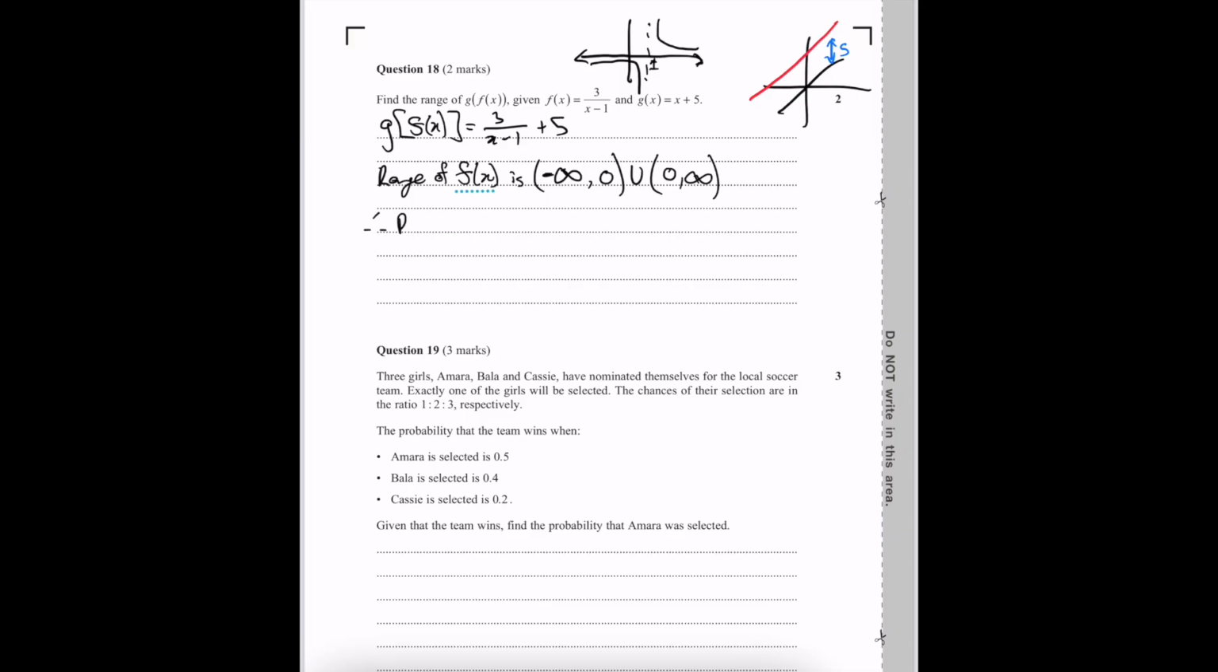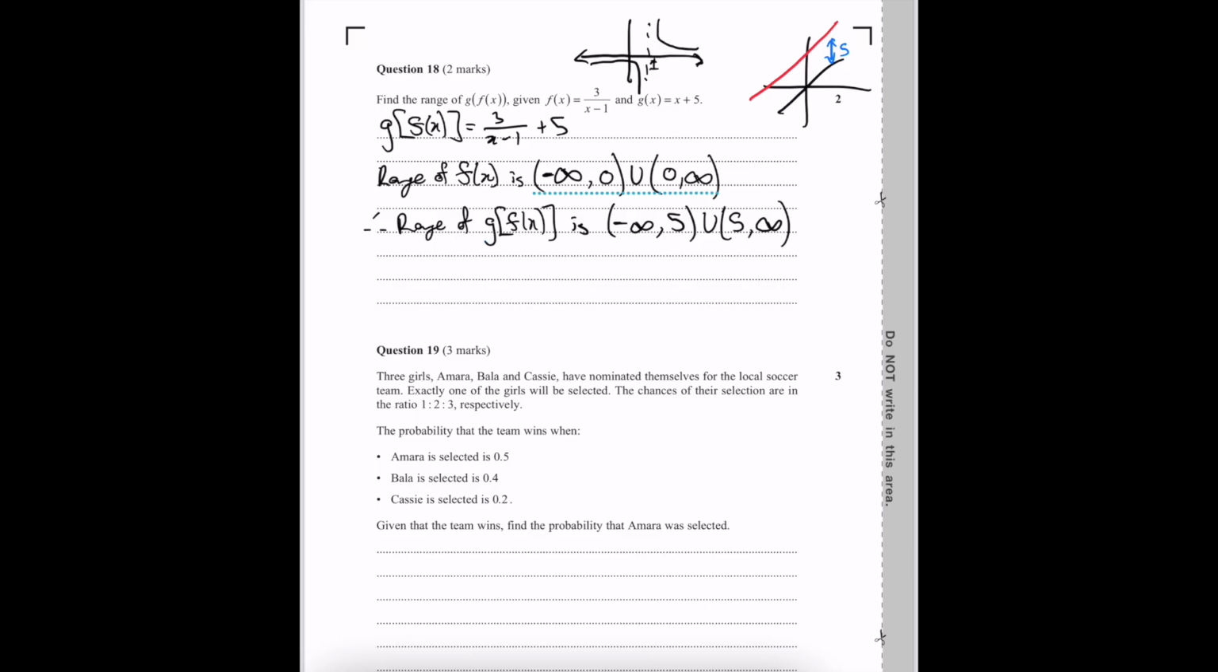So therefore, the range of g of f of x is going to be that range of f of x, but just translated up by 5 units. So it's equal to minus infinity plus 5, which is still just going to be minus infinity, to 0 plus 5. So instead of 0, it's now 5. Union 5 to infinity. And that's what our range then becomes.